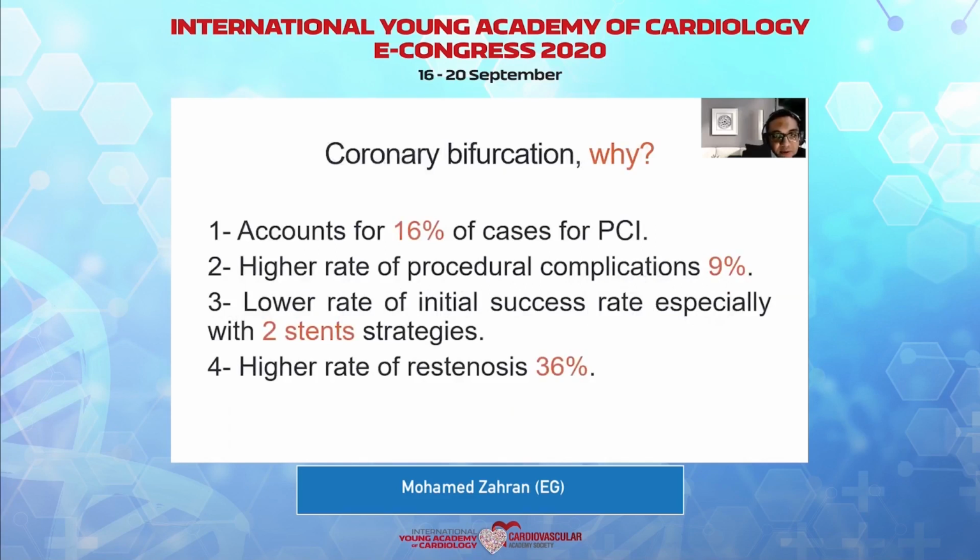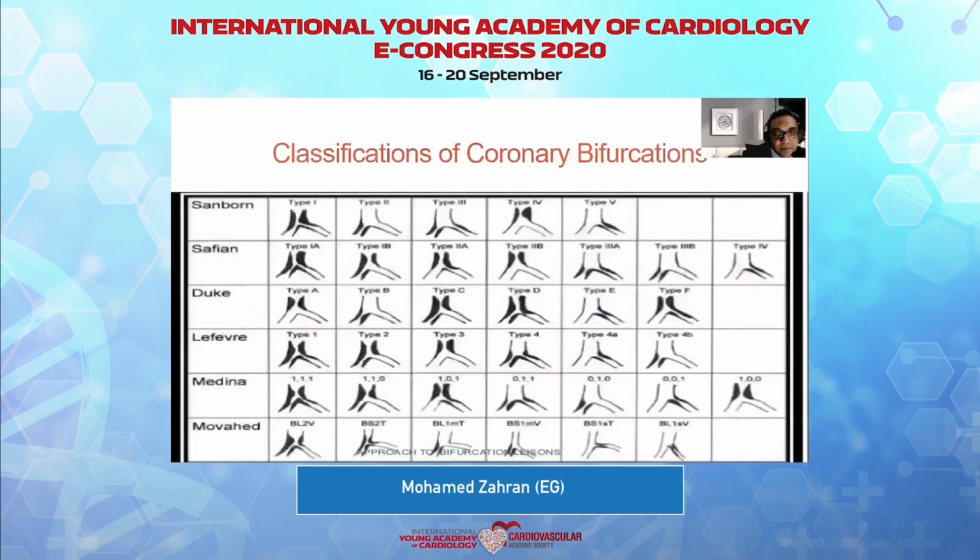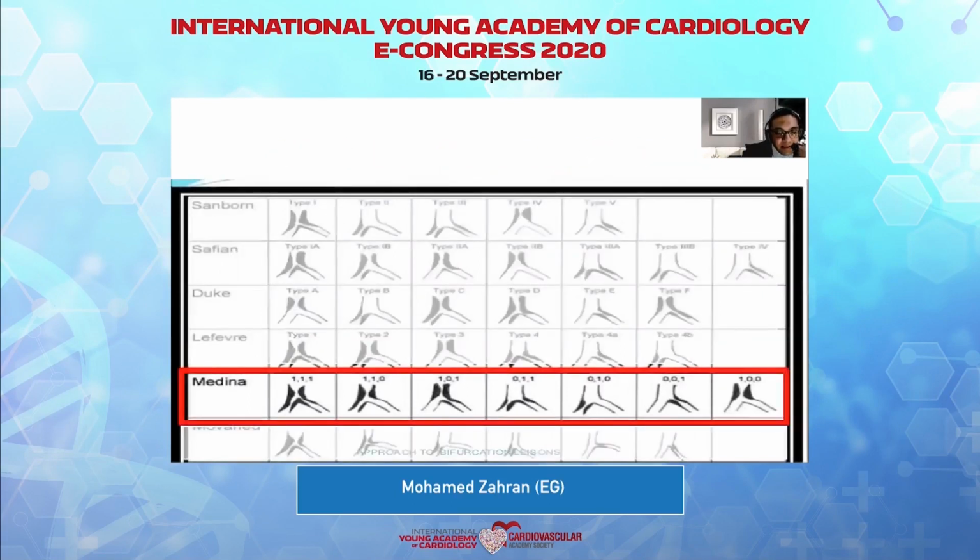And why is it important? Because it accounts for nearly 16%, which is 1 out of 6 of every case of PCI. It carries a higher rate of procedural complications, nearly 1 out of 10 of every case. And maybe it has a lower initial success rate, especially when using the complex two-stent strategies. And unfortunately, putting a lot of metal gets a higher rate of restenosis, nearly 1 out of 3 cases. Lots of classifications are available for coronary bifurcations, of which the most famous one is the Medina classification.